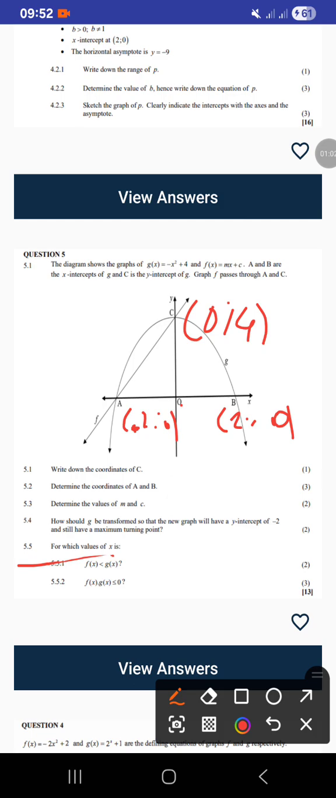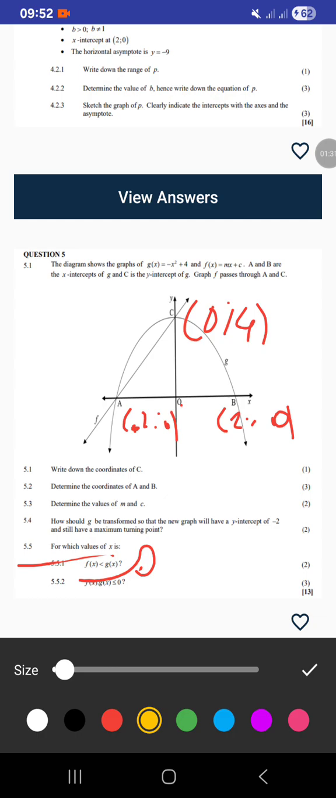Now they're asking you for which values of x is f of x less than g of x, less than the graph of g. They're using inequalities, so it also needs you to apply your knowledge of algebra here. Another way they can say it is, where is the graph of g of x greater than the graph of f? So let's use different colors.